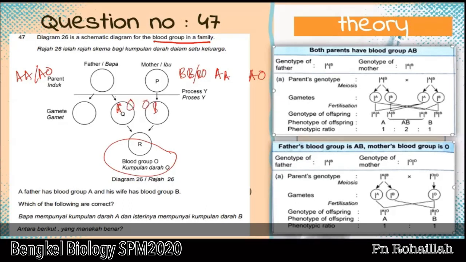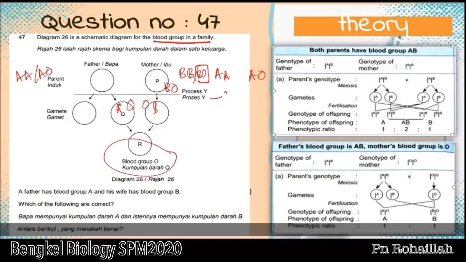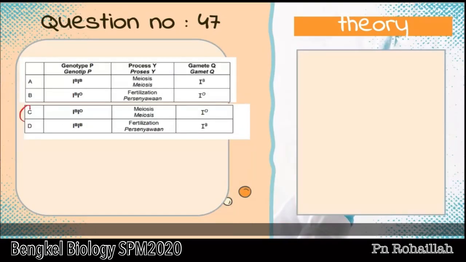Can you understand? So they ask, which of the following is correct? For P, P must be the one that has O, so P is BO. And process Y is a meiosis process, not fertilization, it is meiosis. And then Q, the father's gamete must carry O, because the child's blood is O. So the answer is C.